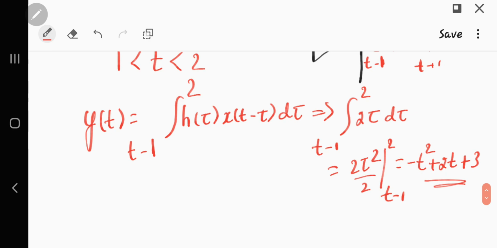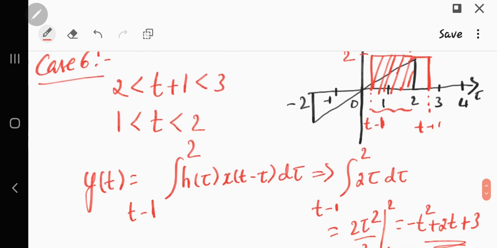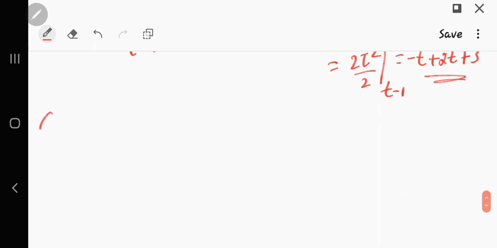Okay. So this is the third case. Sorry, I mean sixth case, I guess. So next, move further. Case 7.